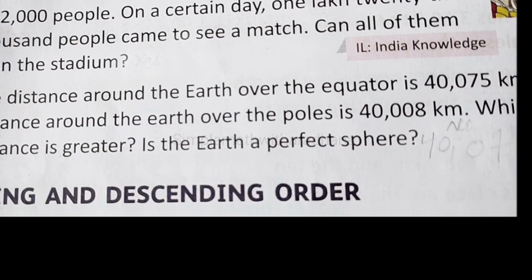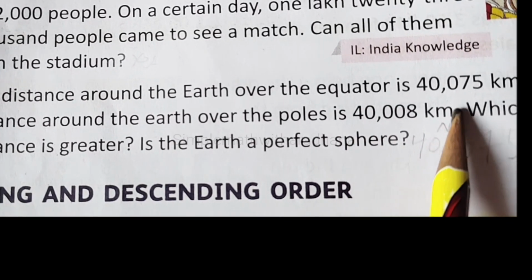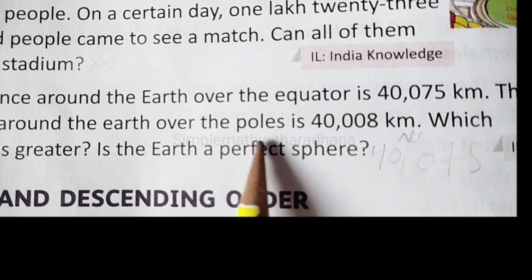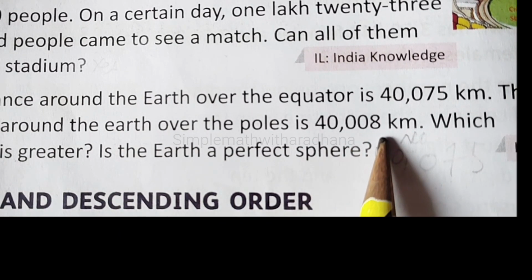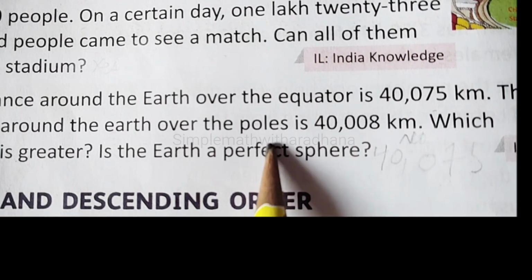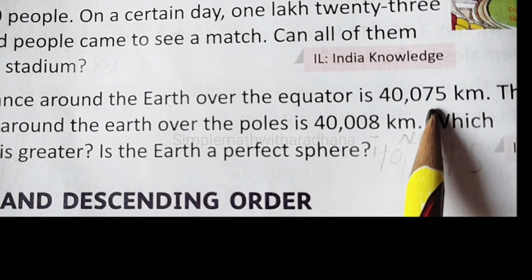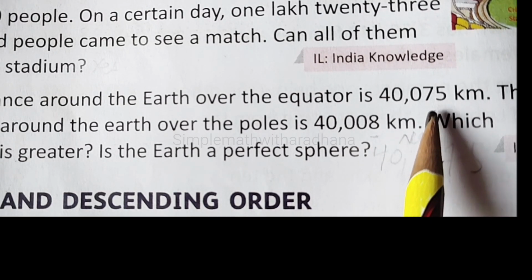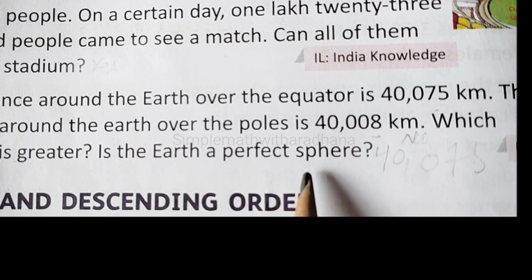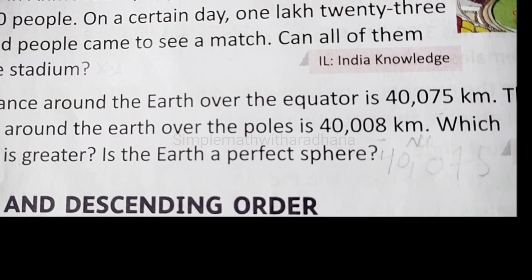Correct? Question number 5. The distance around the earth over the equator is 40,075 kilometers. The distance around the earth over the poles is 40,008 kilometers. Over the equator it is 40,075, over the poles 40,008. In the ones place they both have 8 only, and they have 75 in the tens place. Which distance is greater? Is the earth a perfect sphere? No, the earth is not a perfect sphere, or yes.